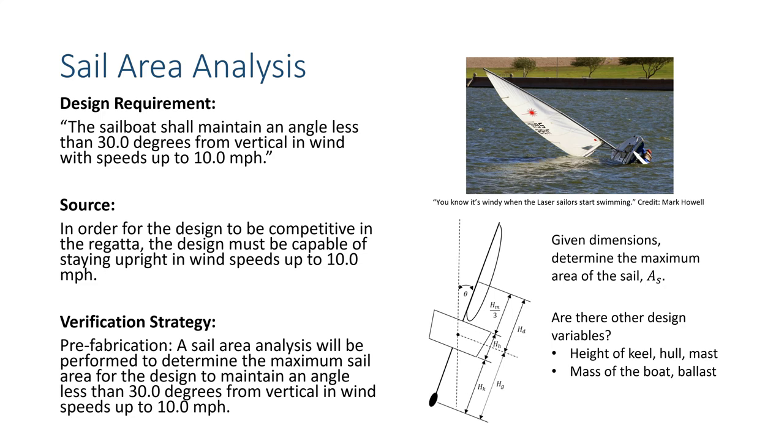So let's do the sail area analysis, kind of like what we do with our homework. You can see the sailboat, our design requirement. The sailboat shall maintain an angle less than 30 degrees. So this has been imposed upon you by your customer. Customer says, I don't want it to tip over more than 30 degrees because I don't want this to happen. I don't want water inside my boat. From the vertical, in wind speeds up to 10 miles per hour.